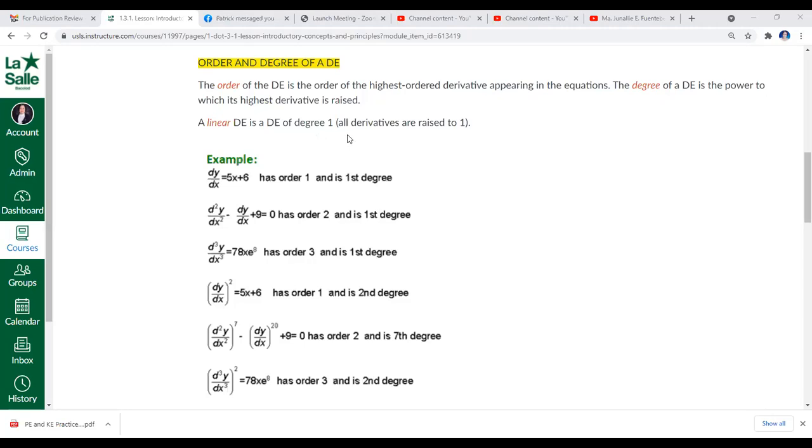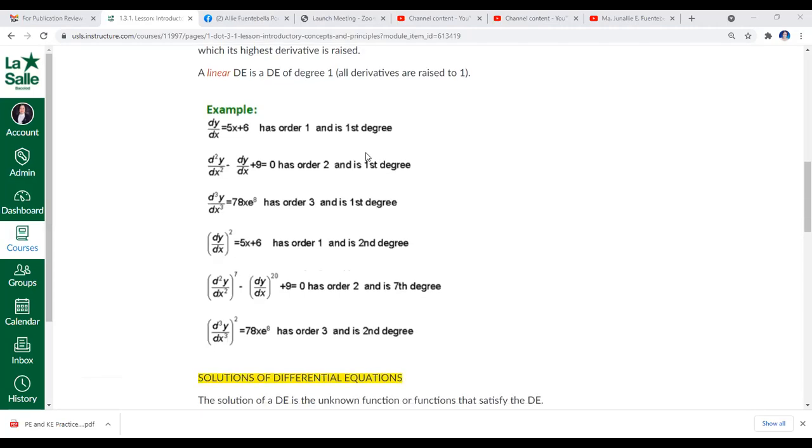Or shall I say specifically, all the derivatives in that particular differential equation are raised to 1. If that is the case, your differential equation is said to be linear. So no derivative should be raised to an exponent other than 1. So all your derivatives should be having exponent equal to 1. So let's go through the examples that I placed in here.